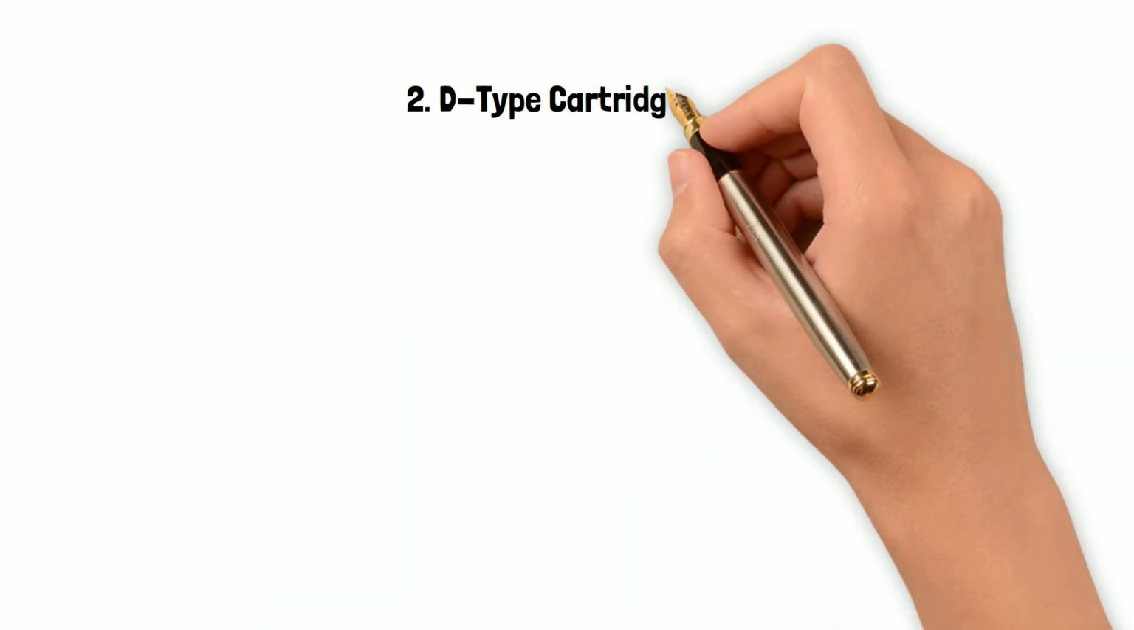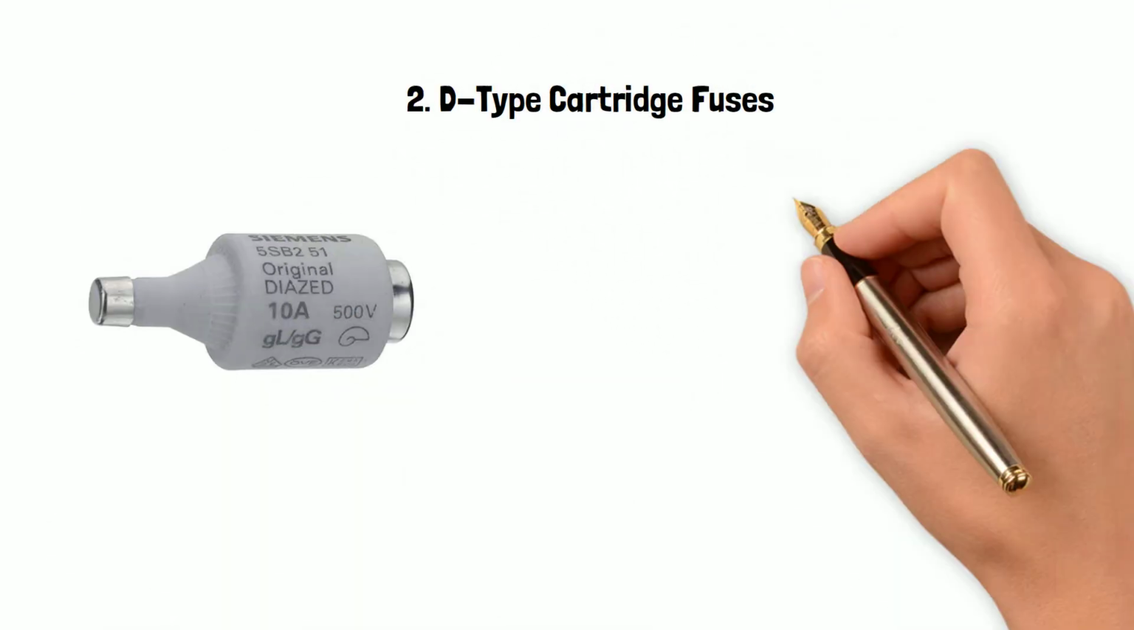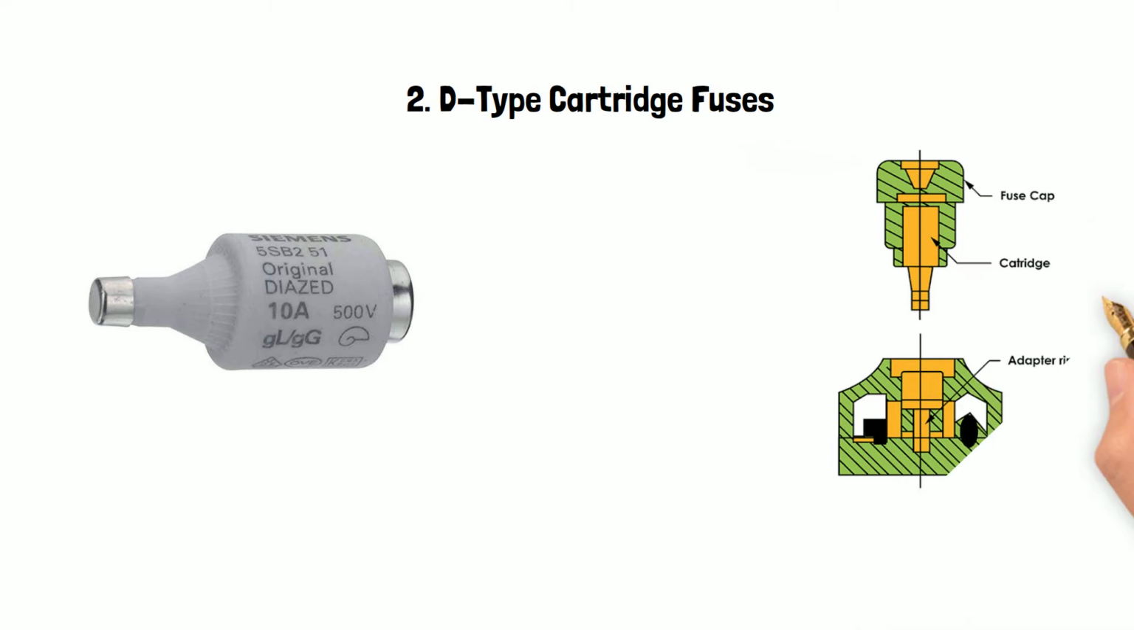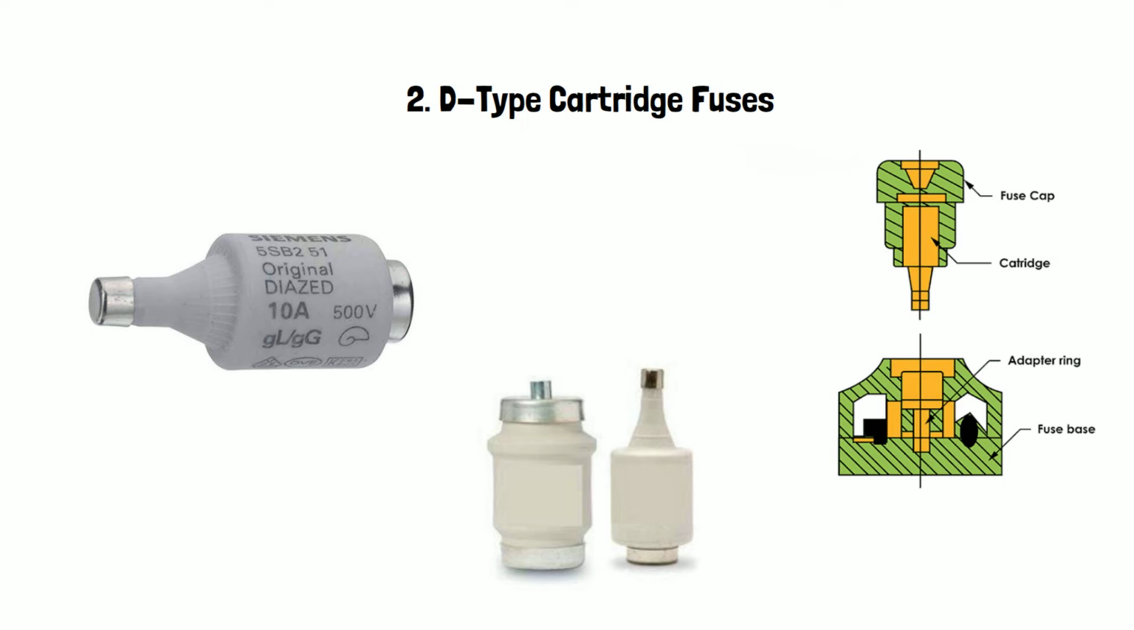Two, D-type cartridge fuses. The D-type cartridge fuse is made of a cartridge, fuse base, and adapter ring. The fuse cap is attached to the fuse base through the adapter ring, and it is equipped with the fuse element with a cartridge. And when the cartridge's tip makes contact with a conductor, the circuit is complete.